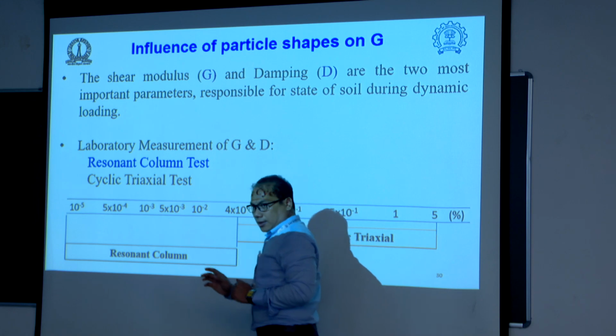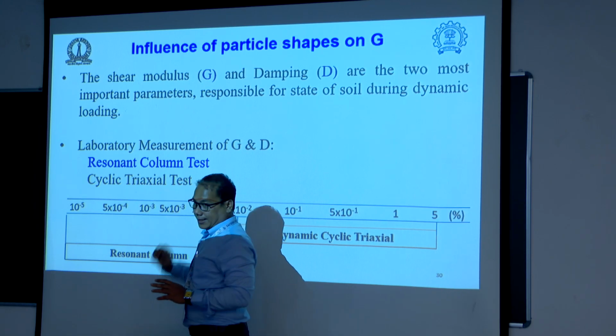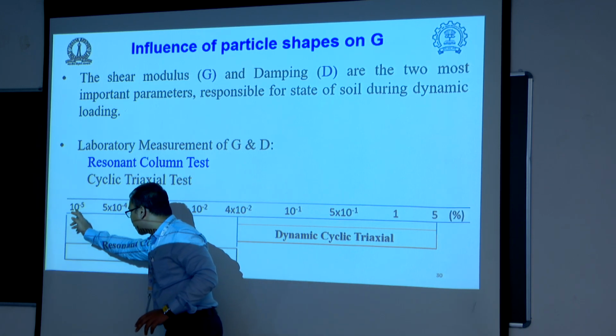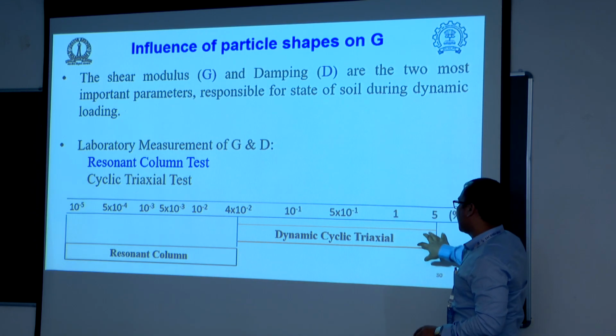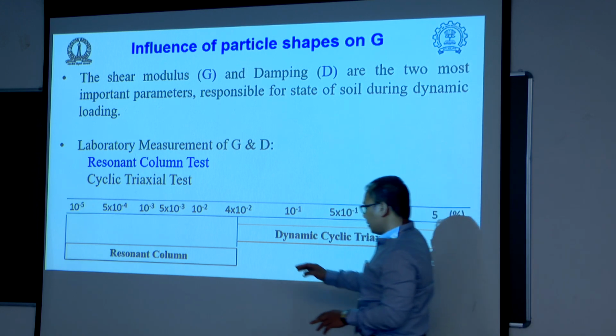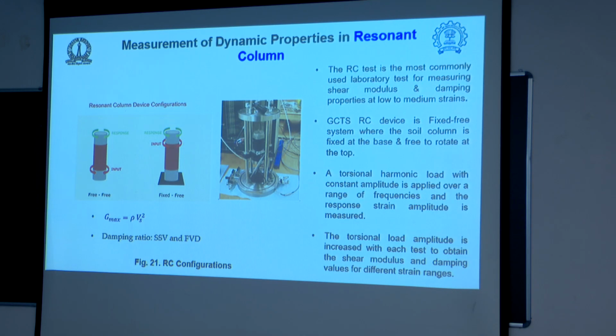Now, in the laboratory, these dynamic soil properties, G and D, we can measure using resonant column and cyclic triaxial tests. The resonant column test is mainly used for the strain range of 10 to the minus 5 to 4 into 10 to the minus 2, and the dynamic cyclic triaxial test is used for medium to large strain levels. In our research, we will only be discussing the small strain level, which is the resonant column test. The resonant column test is the most commonly used laboratory test for measuring shear modulus and damping ratio at low to medium strains. We have used the GCTS fixed-free resonant column test.